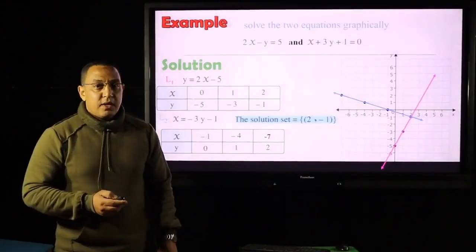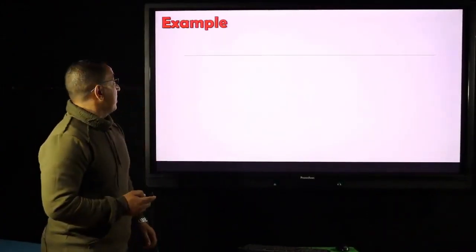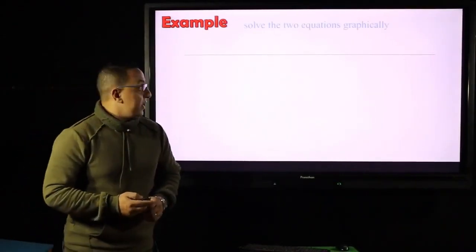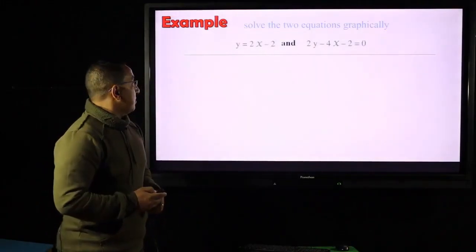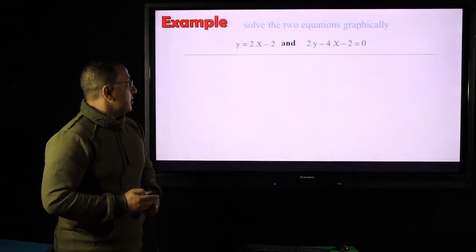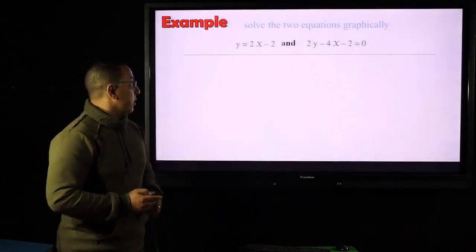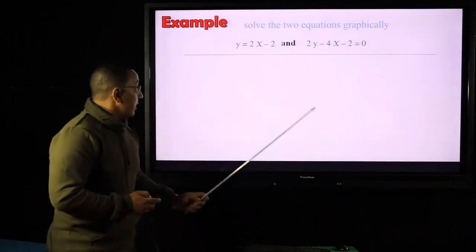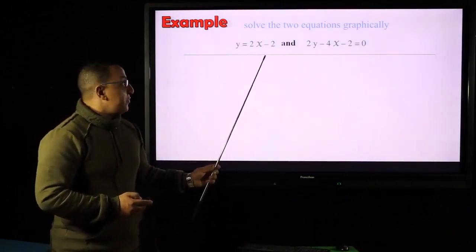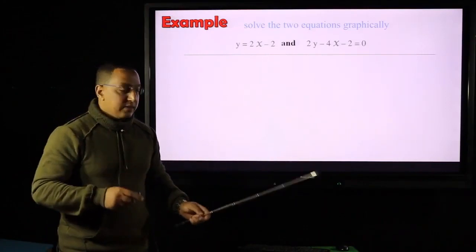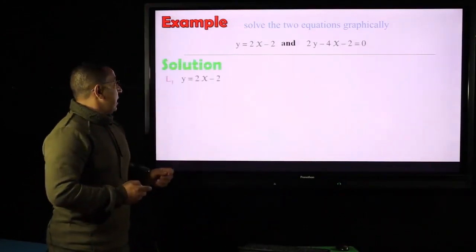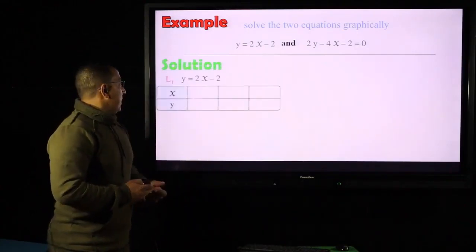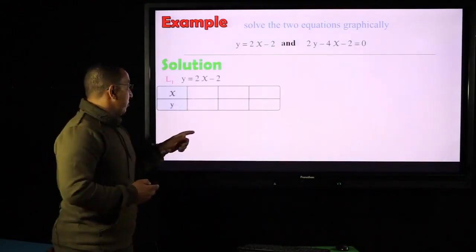Okay. The other example: solve the 2 equations y equals 2x minus 2, and 2y minus 4x minus 2 equals 0. Okay, here by looking at the first equation, it's very easy to find the table. So I'm going to write L1 as we see, and write the table like this.